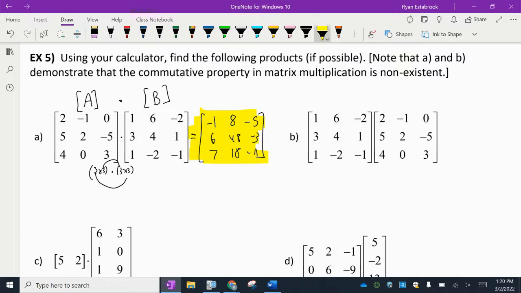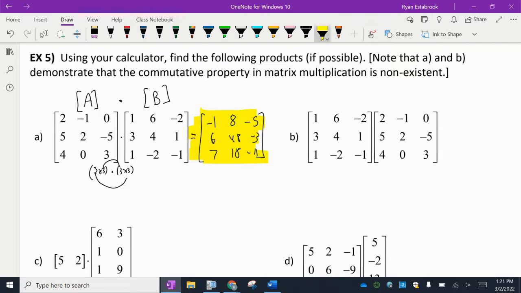And you'll notice in the directions it says, note that A and B demonstrate that the commutative property in matrix multiplication is non-existent. Okay, lots of words right there. The commutative property means that order doesn't matter. For just regular addition, it's commutative. 5 plus 3 equals 3 plus 5. Multiplication is commutative. 3 times 5 equals 5 times 3. However, subtraction is not commutative. 5 minus 3 does not equal 3 minus 5. Division is not commutative. 5 divided by 3 does not equal 3 divided by 5. So it's never a foregone conclusion that the commutative property always works. Sometimes order matters. And we're going to see this in letter B.